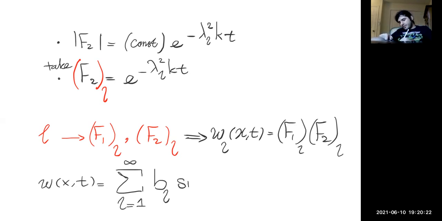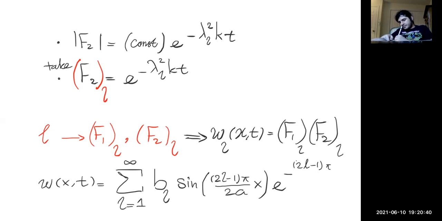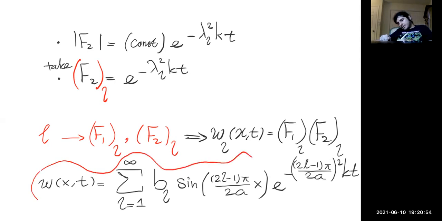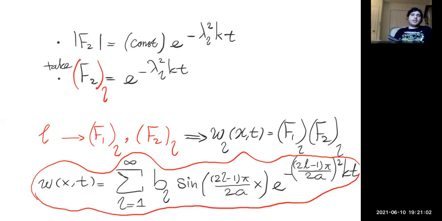F1L was sine of lambda LX. Lambda L was 2L minus 1 pi over 2A, times X. F2L is e to the minus lambda L squared kt. So this is the general form of the solution to this equation. There is still one thing, or more than one, infinitely many things, which we still don't know the values of: these bn's. These are still unknown.